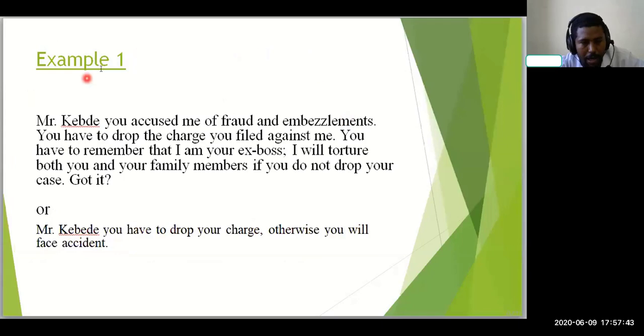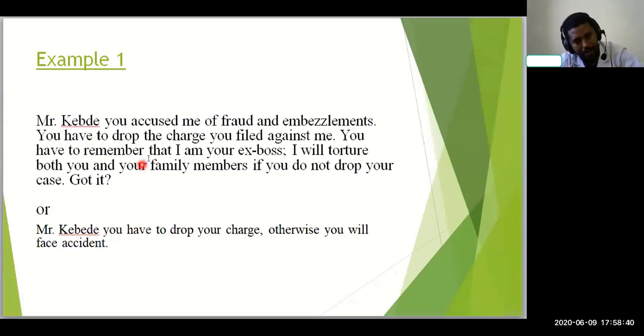As I have told you, let's look at an example to better understand the appeal to force fallacy. Look at this example. Mr. Kabada, you accused me of fraud and embezzlement. You have to drop the charge you filed against me. You have to remember that I am your ex-boss. I will torture both you and your family members if you do not drop your case. Got it? The general intention of this argument is that, Mr. Kabada, you have to drop your charge, otherwise you'll face an accident, you or your family.